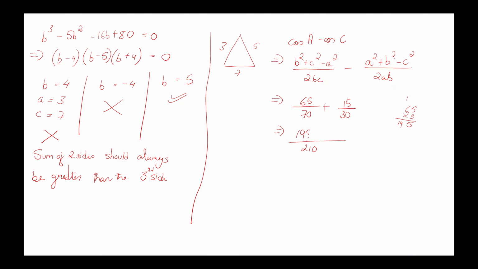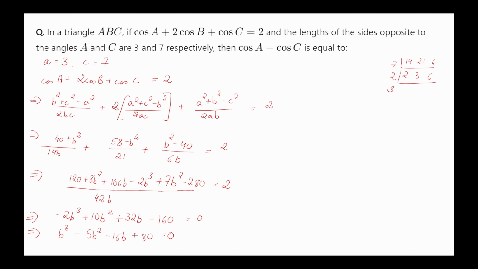So we would have 195 plus 15 into 7. 15 into 7 would give us 105. So this would basically transform into 300 by 210. So this and this get cancelled out. This would cancel out 10 times. This would cancel out 3 times. So we have our answer as 10 by 7. This is our answer.